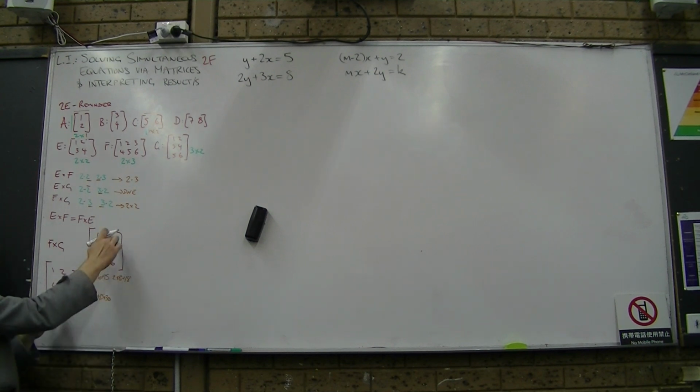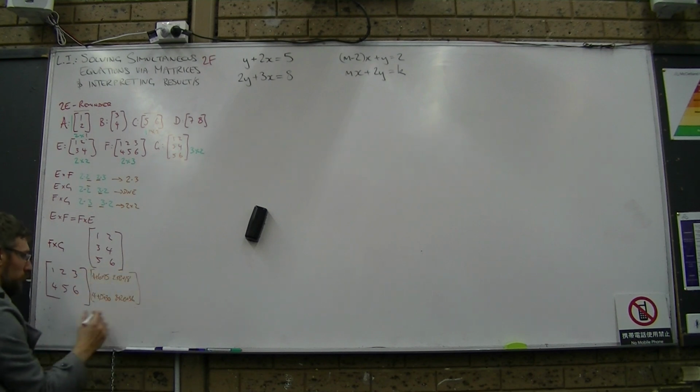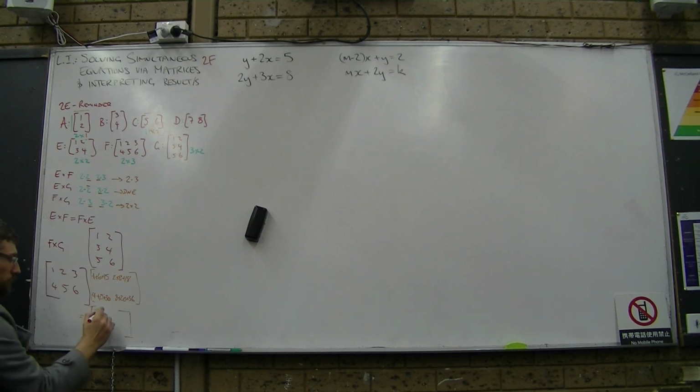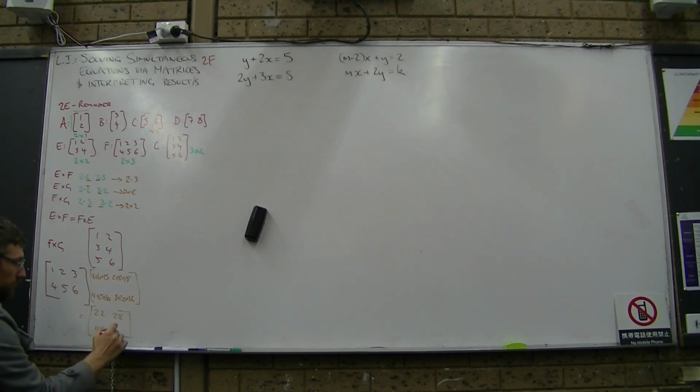Last one, far away as you can. 2 by 4, 8. 4 by 5, 20. 6 by 6, 36. And then just add it up to be whatever those results are. 22, 28, 49, 49? Yeah, 49. 50, 64.